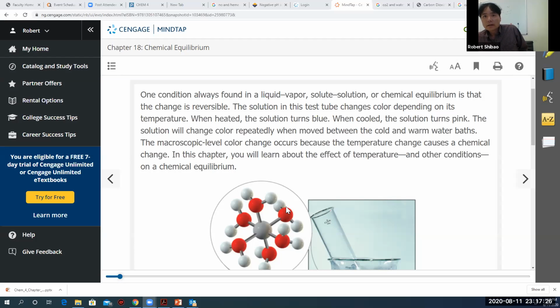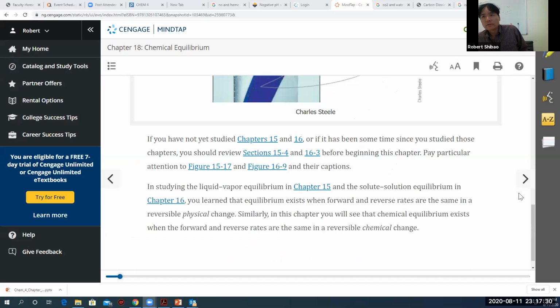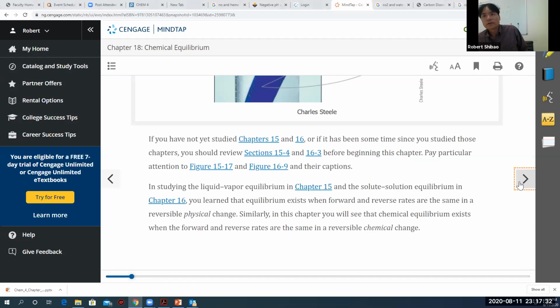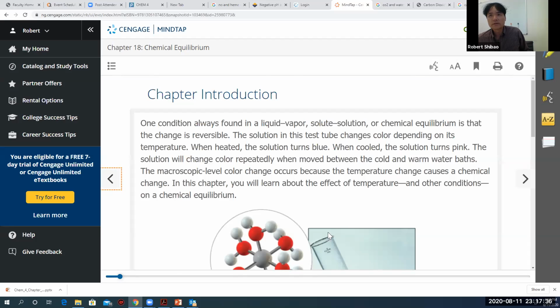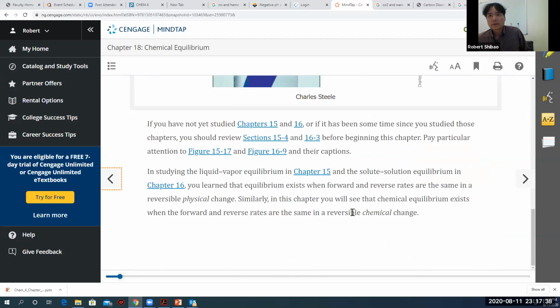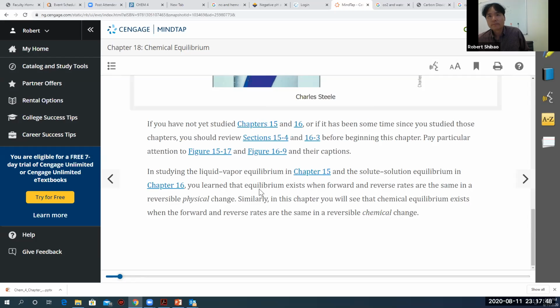All right, so this is going to be equilibrium in terms of reactions, chemical change rather than a physical change. So that's one of the characteristic differences here. Chemical change, reversible. Whereas the earlier equilibria we were looking at are reversible physical changes.